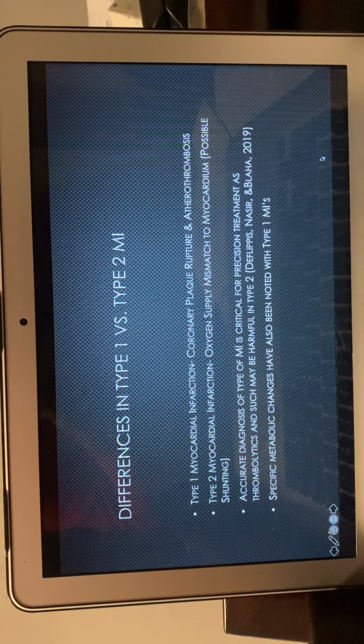So it's important to get accurate diagnosis of type of myocardial infarction, as it's critical to get that precision treatment, as if you're giving a thrombolytic to a patient with a type 2 that has no thrombus to actually get rid of, that thrombolytic can be pretty hurtful and actually cause increased bleeding and side effects. And that was also noted by DeFilippis, Nasir, and Blaha in a study they did.